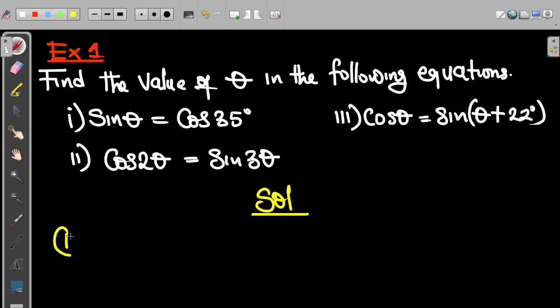So let's start with the first. We have that sine theta is equal to cos 35 degrees.